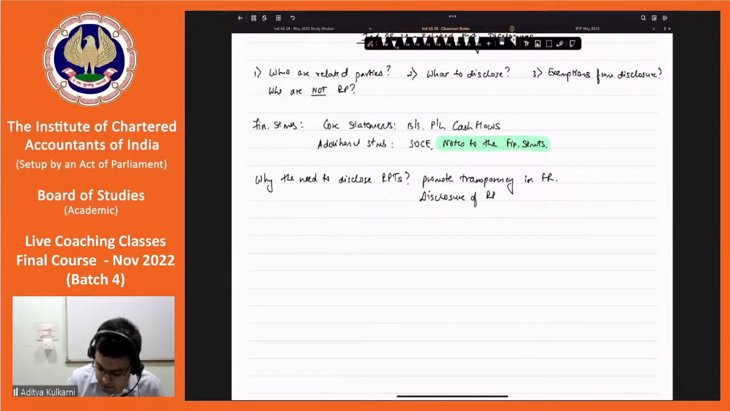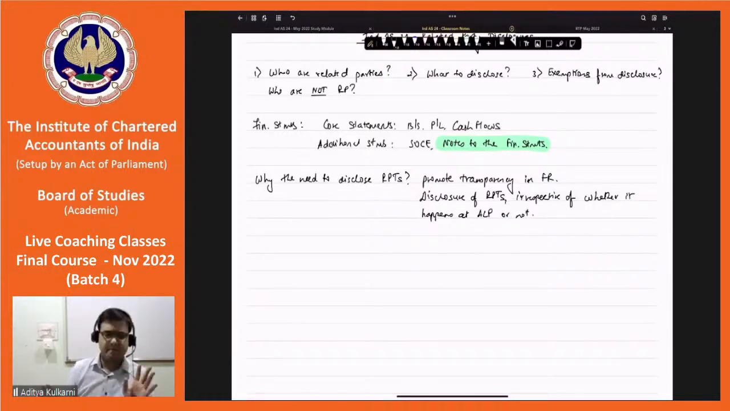So what is important is disclosure of related party transactions, irrespective of whether it happens at arm's length price or not. The Ind AS person will say, it does not really bother me whether it happens at ALP or not. My job is to give a disclosure, and therefore I will give a disclosure. And with that, it concludes our discussion on the introduction of this standard. So it is by and large a disclosure standard.